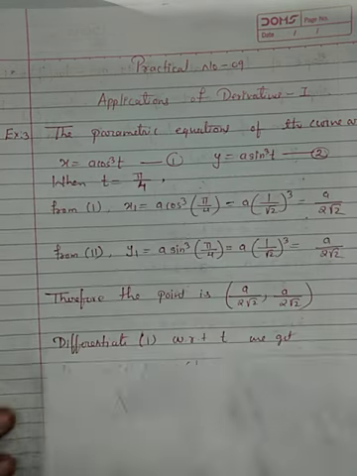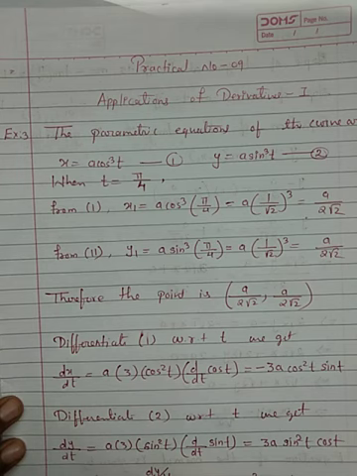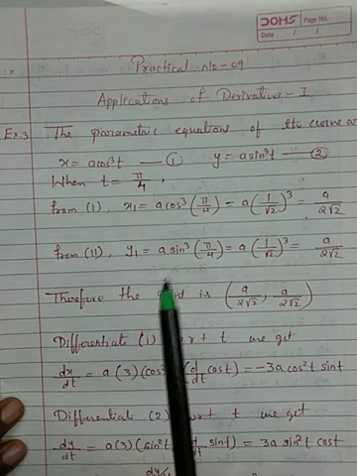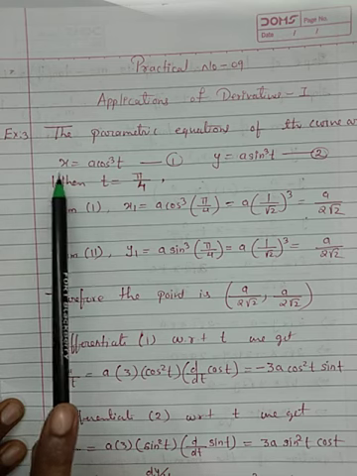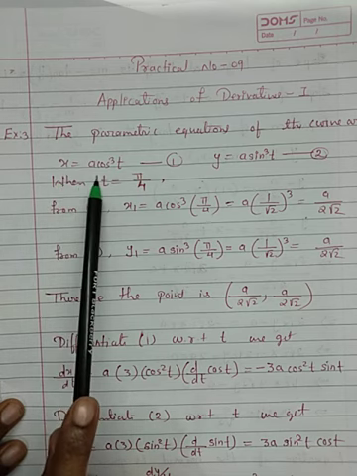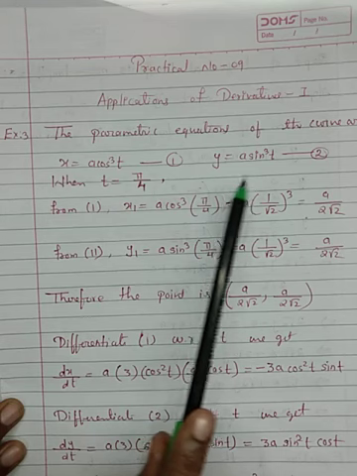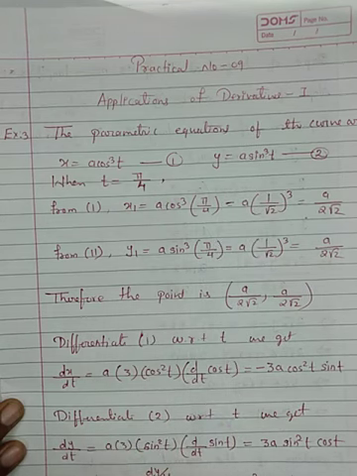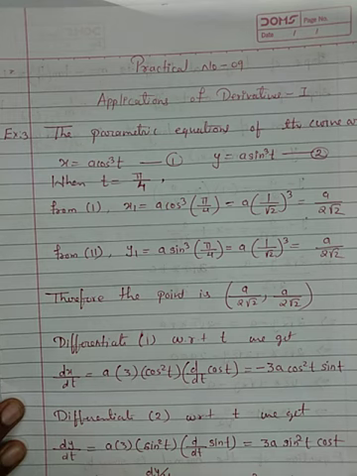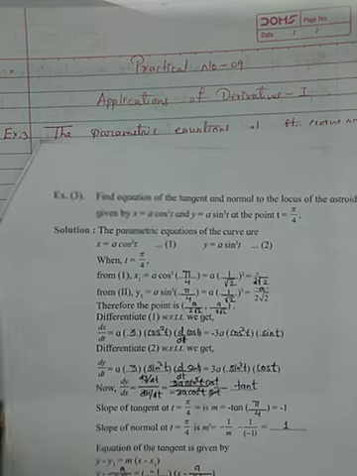Let us do it. I have solved it, you can see. I will even send the PDF of this one so that you can write it. Children, we are given x equal to a cos cube t, y equal to a sin cube t. Let us call them equation number 1 and equation number 2. See this question.